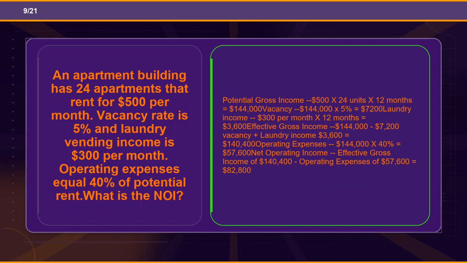Vacancy, $144,000 x 5% equals $7,200. Laundry income, $300 per month x 12 months equals $3,600. Effective gross income, $144,000 minus $7,200 vacancy plus laundry income $3,600 equals $140,400. Operating expenses, $144,000 x 40% equals $57,600. Net operating income, effective gross income of $140,400 minus operating expenses of $57,600 equals $82,800.